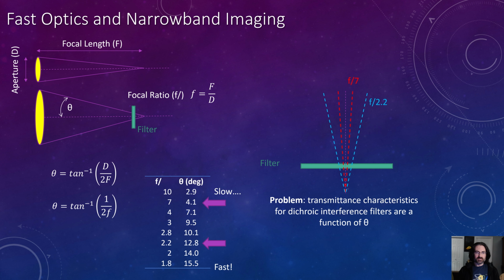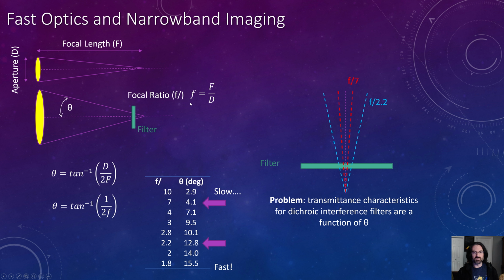So being a little bit confused with the results and trying to understand why we were seeing a signal reduction for the 6 nanometer filters, I started digging into what's really going on. So why are fast optics and narrowband imaging a challenge? First off, what we're doing, especially as we go to a HyperStar, is we're going to a low focal ratio, which is the ratio of the focal length of your system divided by the aperture.